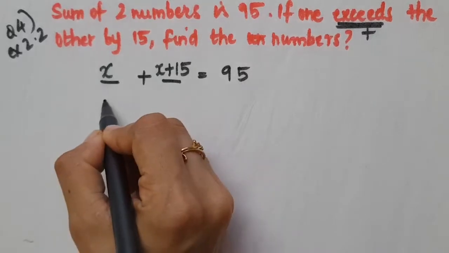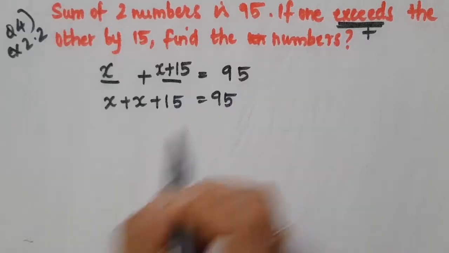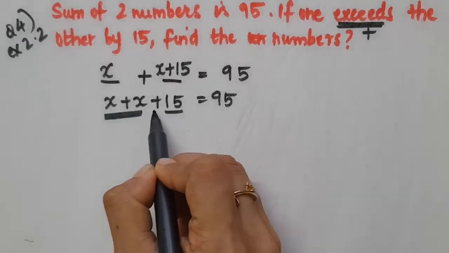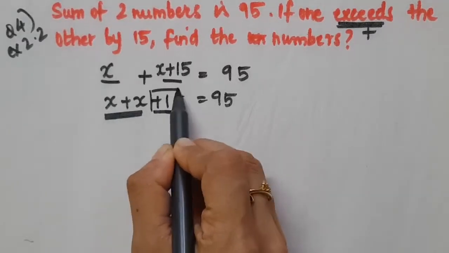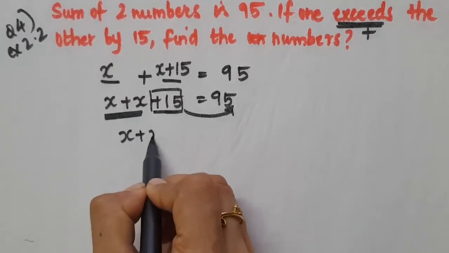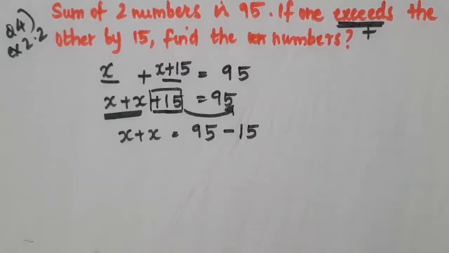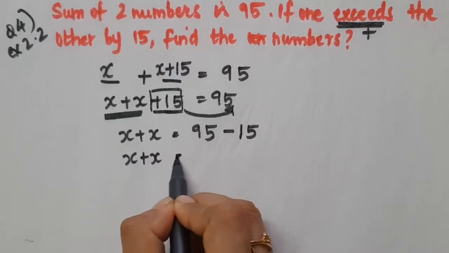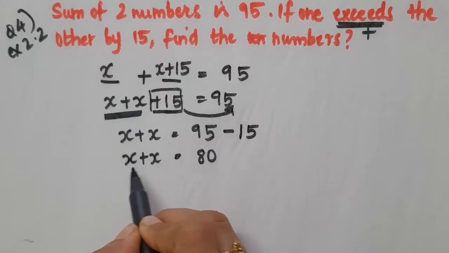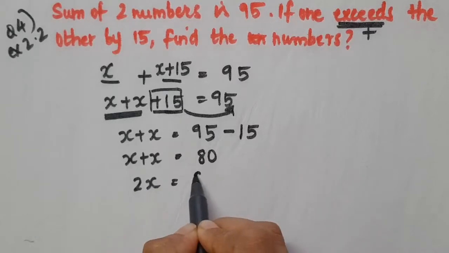Now let's solve it. So we have x plus 15 is equal to 95. Isn't it? So we'll keep the x terms over here and we'll take the 15, that is plus 15, from here to the other side. So plus 15 will become x plus x is equal to 95 minus 15, because the sign changes. So x plus x is equal to 95 minus 15, which is 80. So what is x plus x? x plus x is 2x. So 2x is equal to 80.